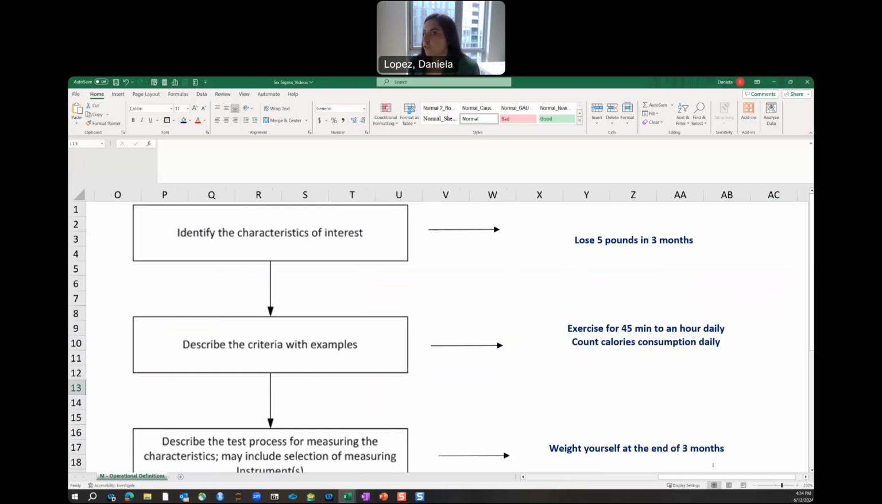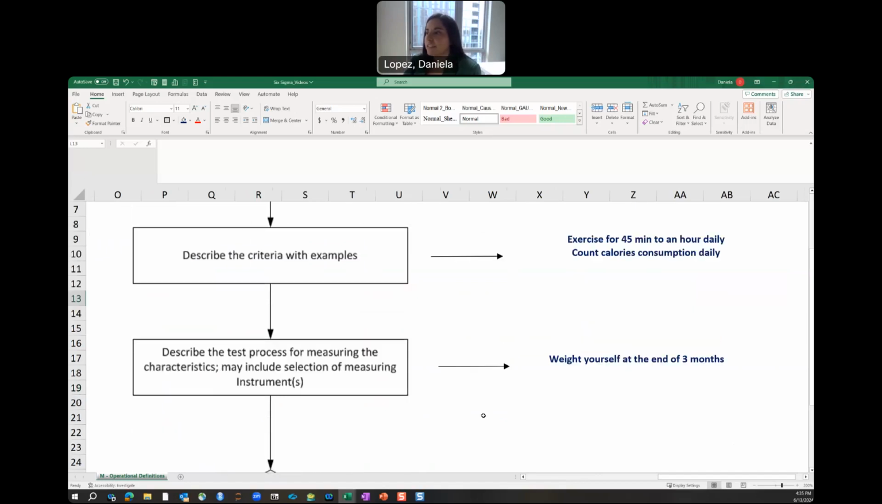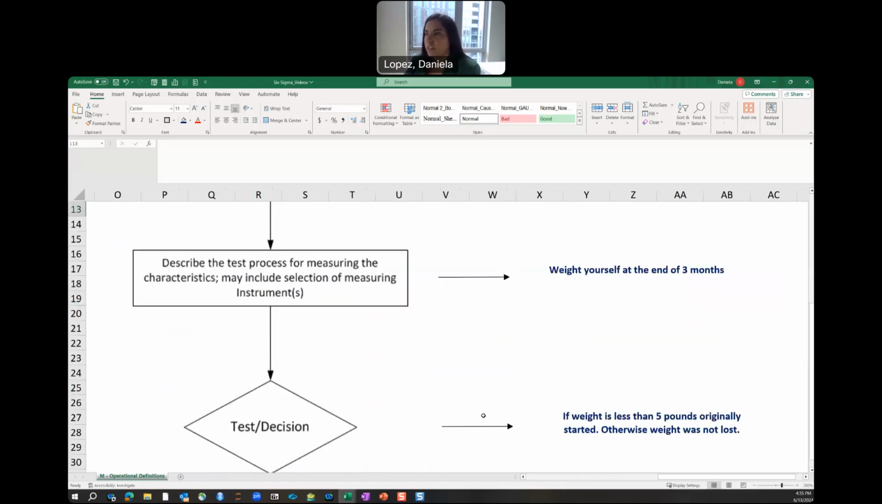So how do we describe those examples? How do we get to that criteria? Well, I made myself very strict on this one. I am saying that I'm going to work out daily, and I'm going to work out for 45 minutes. And I'm also going to keep a count of my calorie consumption. Those are examples that I'll be utilizing in the operational definition.